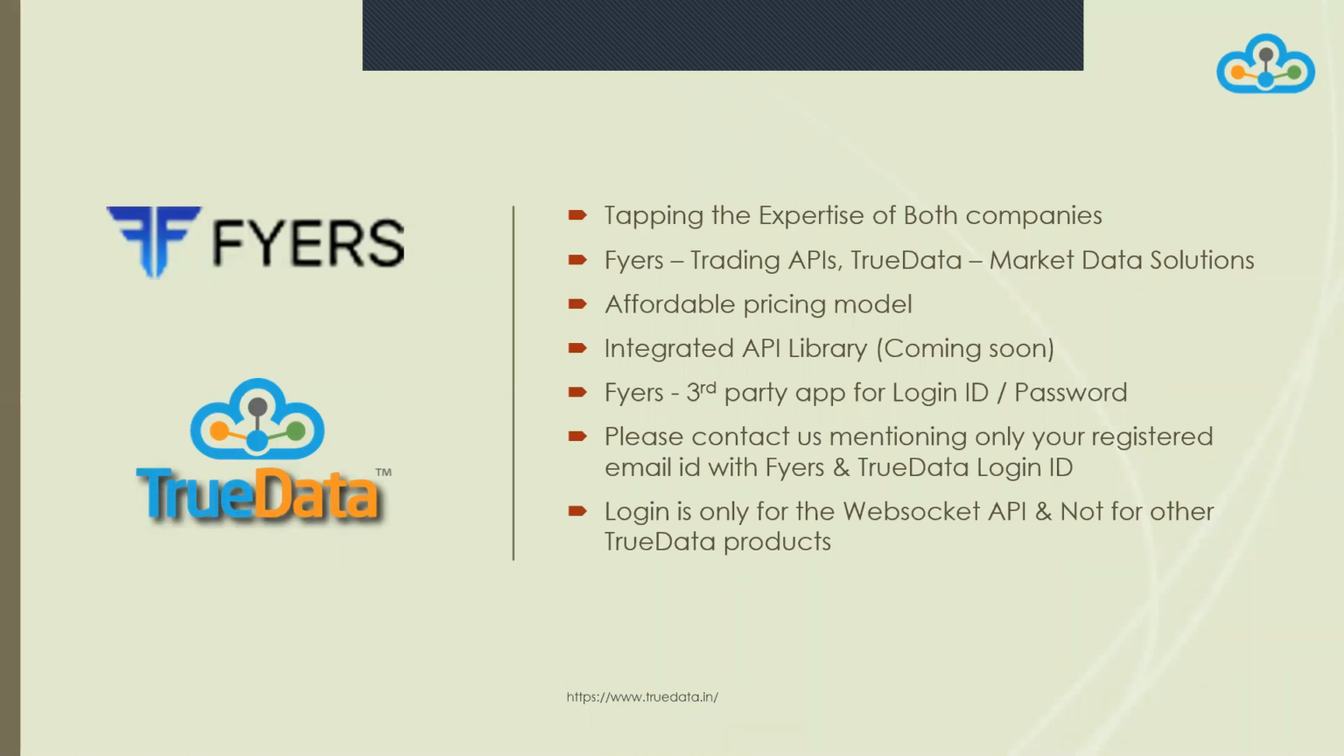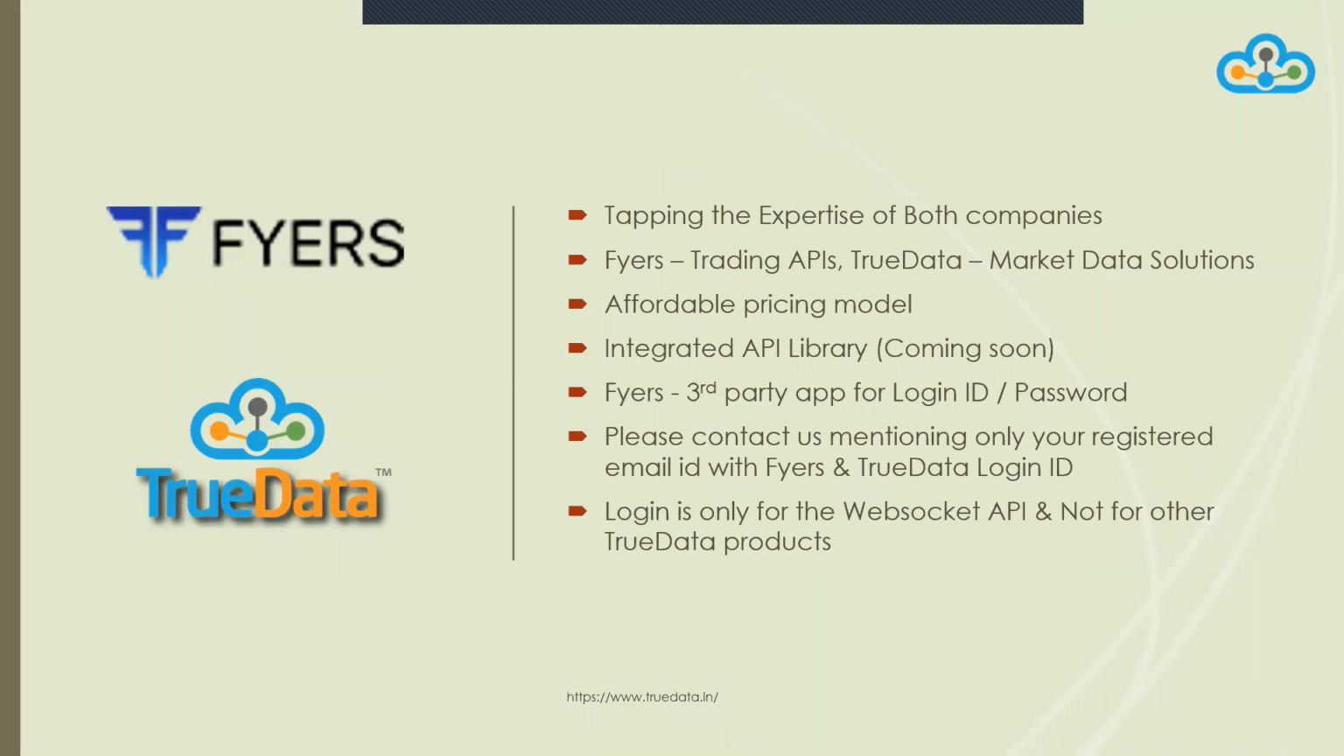For the Fyers users, you have to go to the third-party app and get your login ID and password for TrueData. And you can use the same user ID and password from there automatically. Your trials will be automatically activated once you activate the third-party app in the login ID and password. Whenever you contact us or send us an email, please send it to support@truedata.in and mention your registered email ID with which you have with Fyers, and also your TrueData login ID.